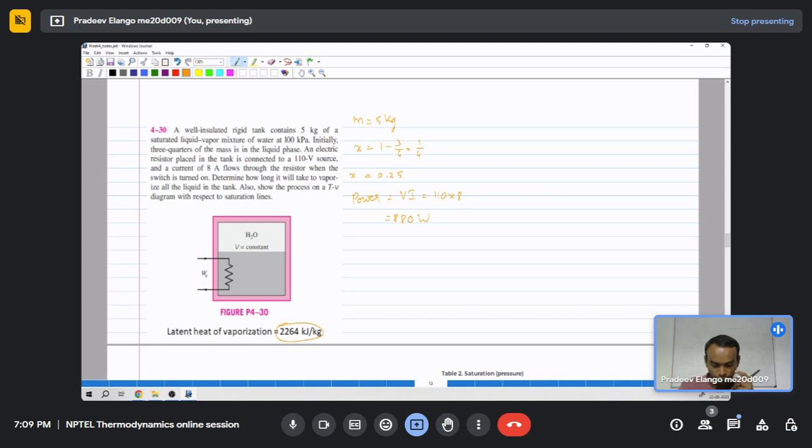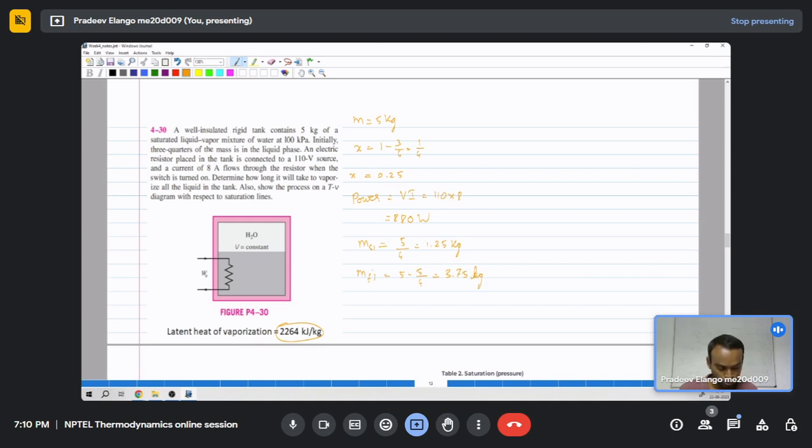For simplicity, we will assume that the total mass goes to vapor phase, and we will use only the latent heat of vaporization. So now the total mass is 5 kg, and initially the mass of steam is 5 by 4, that is 1.25 kg. The initial mass of liquid is 5 minus 5 by 4, that is 3.75 kg.